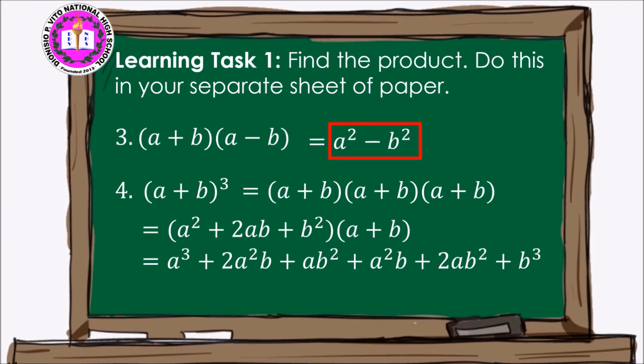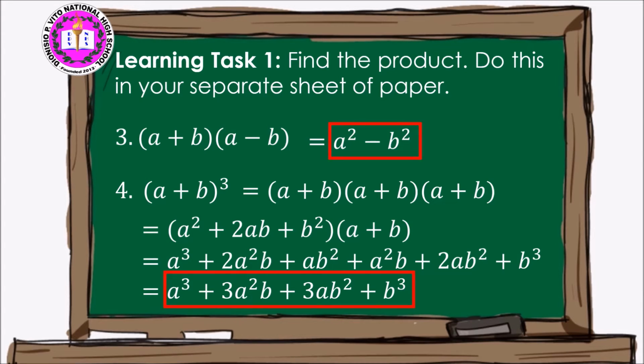Then combining like terms, we have a cubed plus 2a squared b plus a squared b is equal to positive 3a squared b. Then plus ab squared plus 2ab squared is equal to positive 3ab squared. Then plus b cubed. Therefore, we have a cubed plus 3a squared b plus 3ab squared plus b cubed.